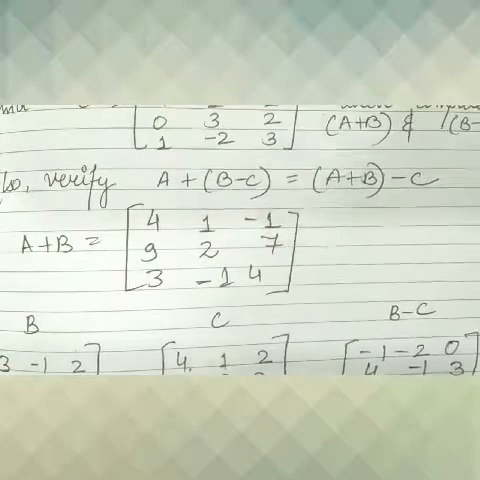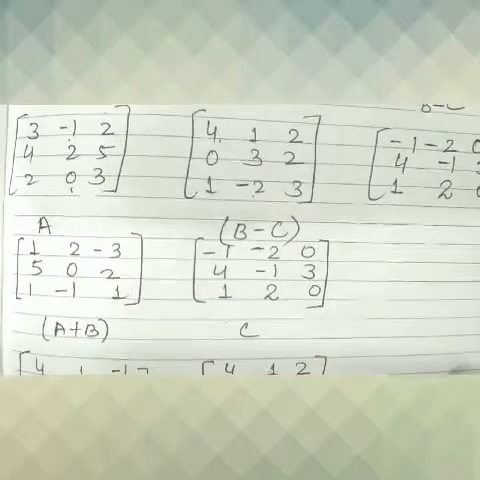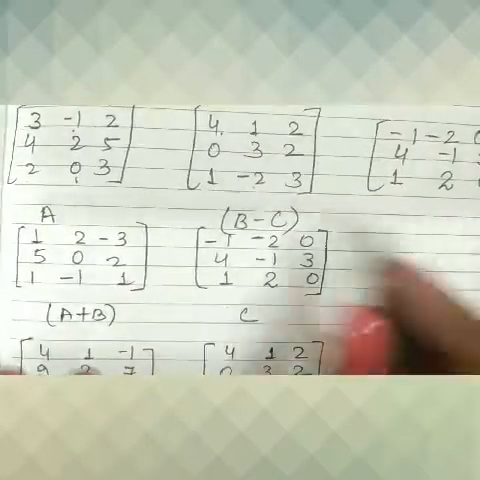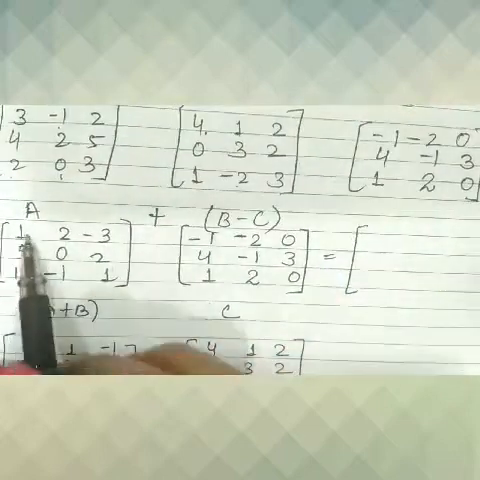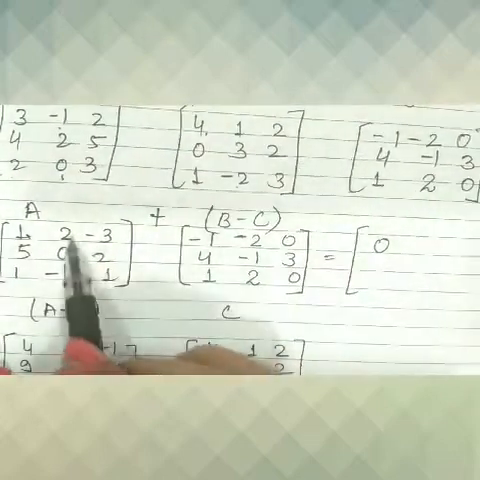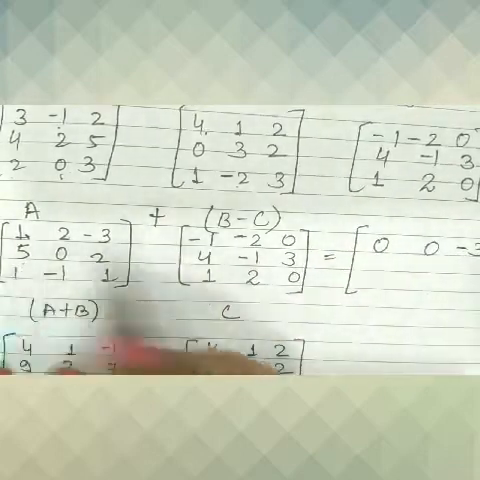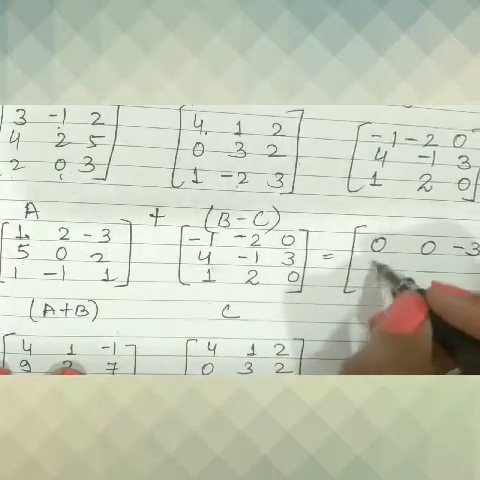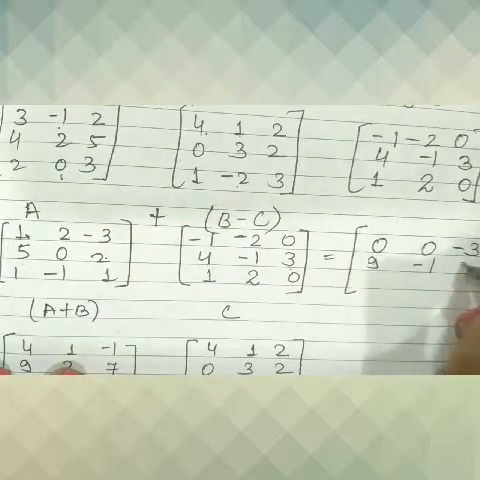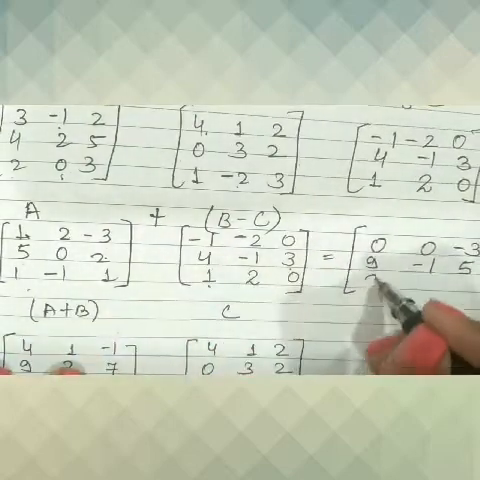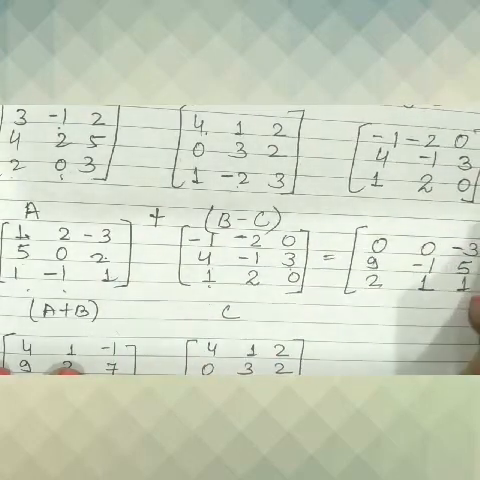Next in the question, it was asked to verify A plus B minus C and A plus B minus C. First, we are going to compute A plus (B minus C). I have written here the A and B minus C matrices. Let's add them. A plus (B minus C) will give us 1 minus 1, 0, 2 minus 2, 0, minus 3 plus 0, minus 3, 5 plus 4, 9, 0 minus 1, minus 1, 2 and 3, 5, 1 plus 1, 2, minus 1 plus 2, 1, 1 plus 0, 1.